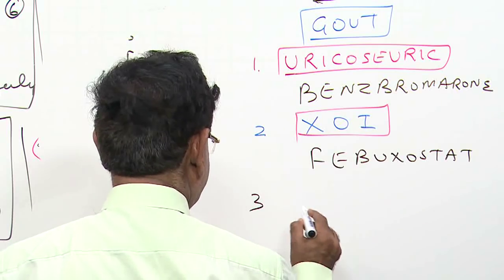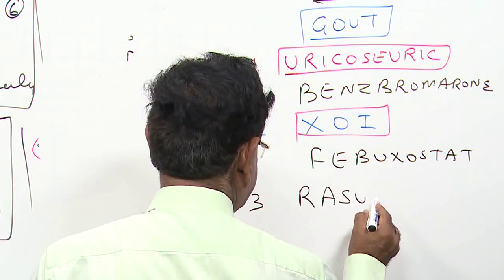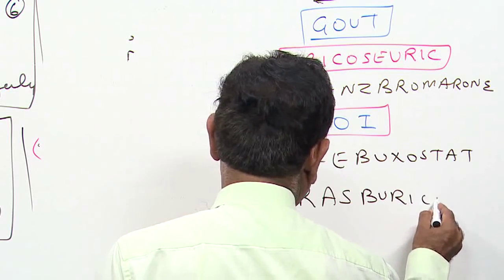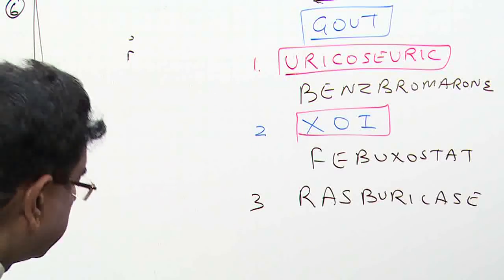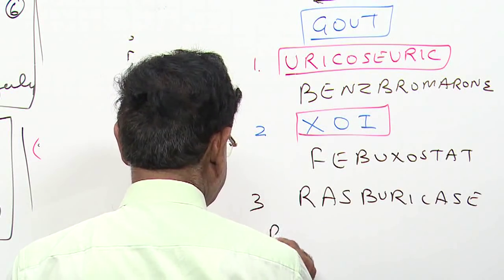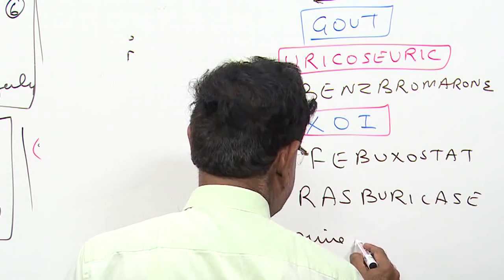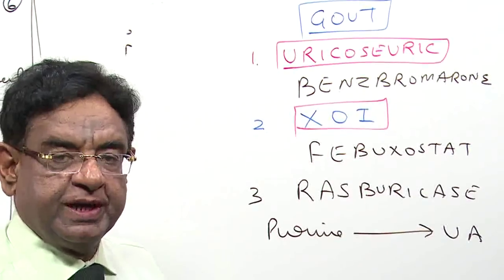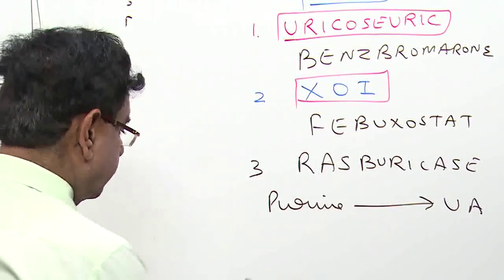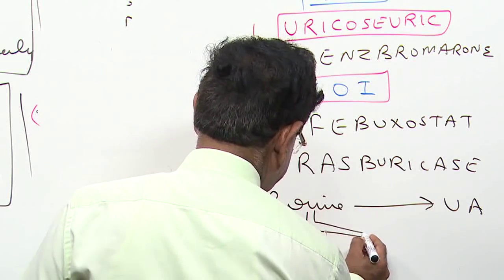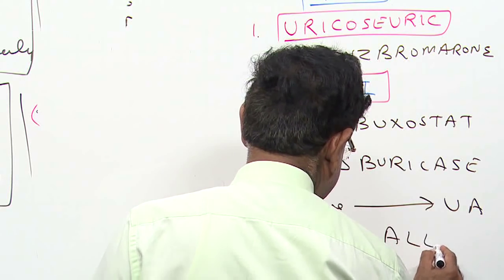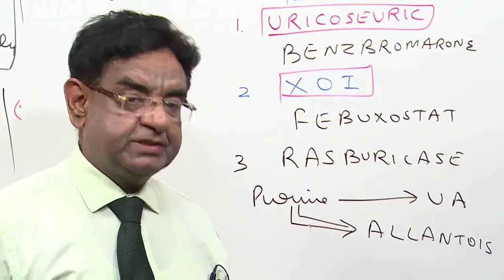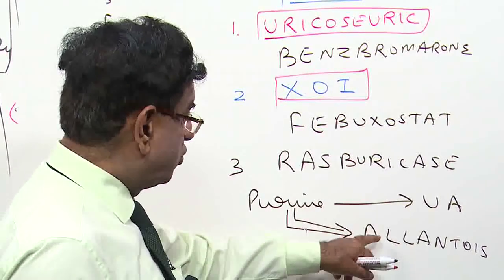Third, we got the drug rasburicase. Normally purine is converted into uric acid. Now what does it do? This will convert purine into allantoin, and allantoin is a water soluble compound, so it will go out of the body.